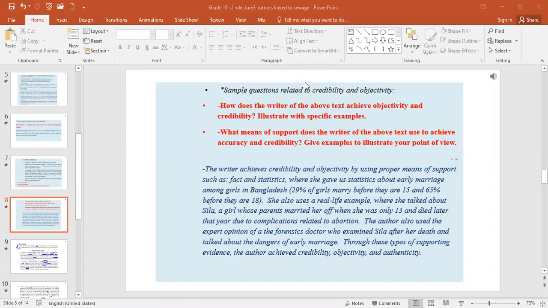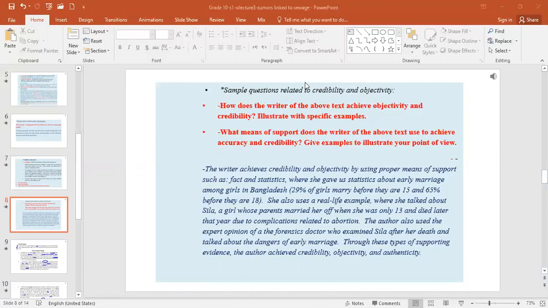What means of support does the writer of the above text use to achieve accuracy and credibility? Give examples to illustrate your point of view. Before you answer, Sharif, means of support is supporting evidence. What methods did he or she use to be credible? Now you can read the answer, please.